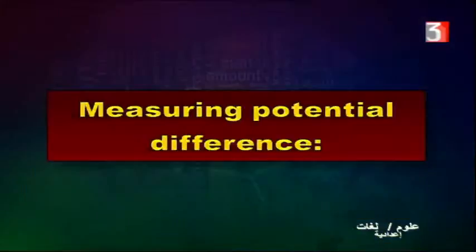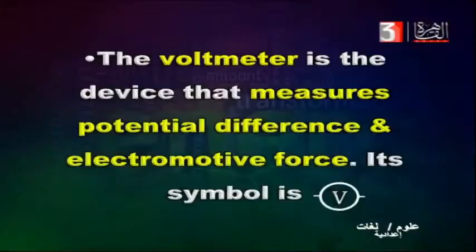Measuring potential difference. The voltmeter is a device that is used to measure potential difference and electromotive force. Don't forget, to measure electric current intensity, we use a device called an ammeter. And to measure potential difference and electromotive force, which is the force of the battery, we use a device called a voltmeter. Its symbol is a circle with the letter V inside it.